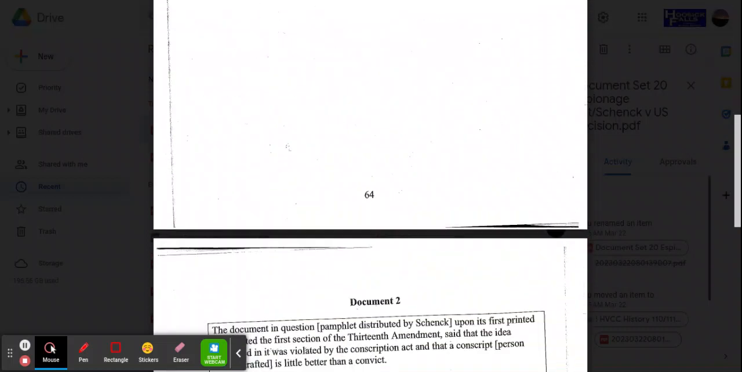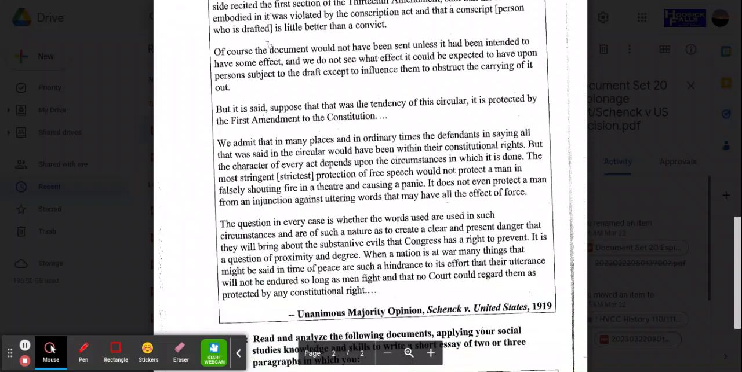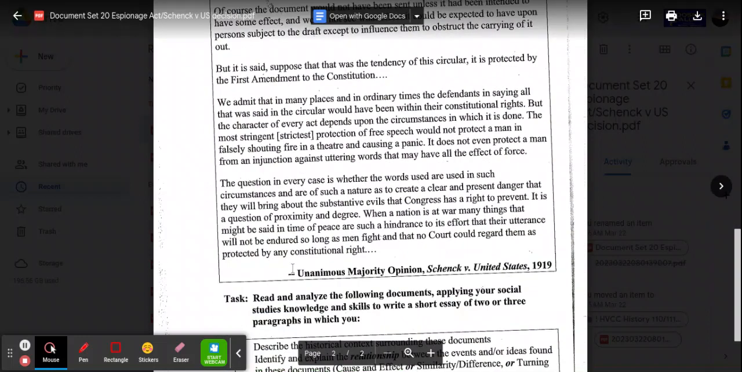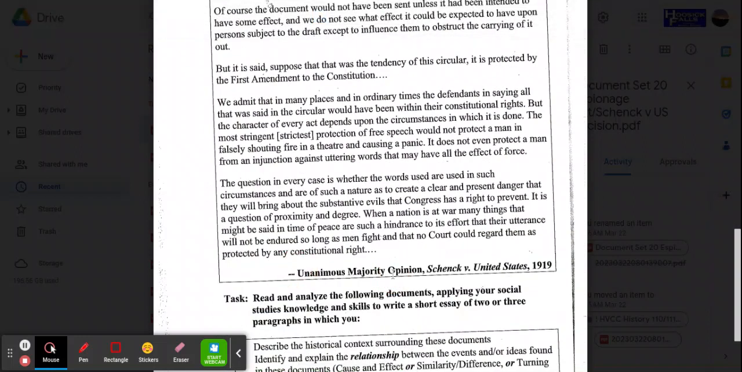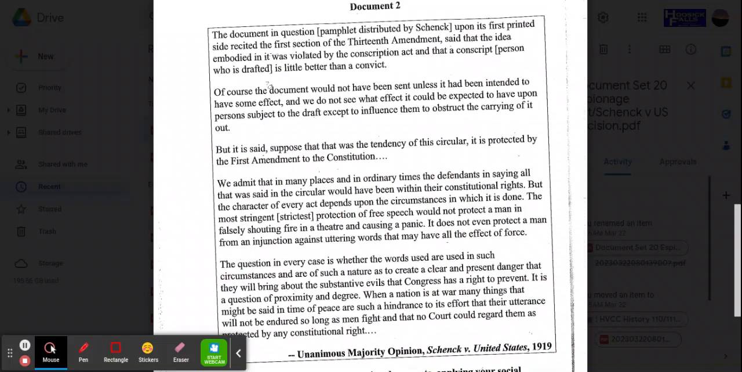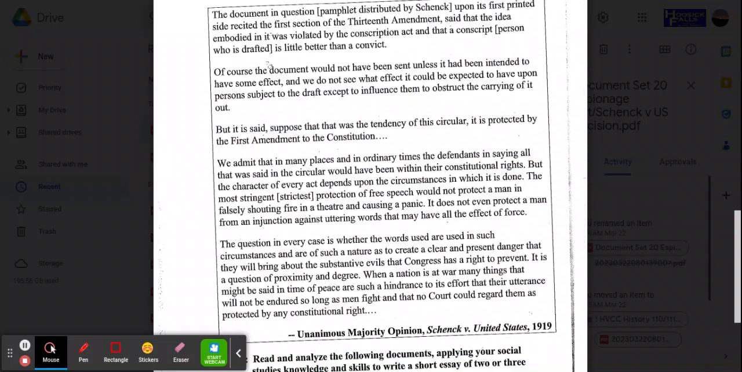Scrolling down to document 2, and I'm not going to read the entire document, but it is a unanimous Supreme Court decision in the landmark case, landmark meaning very, very important. And this will mark a case in 1919 titled Schenck v. United States.